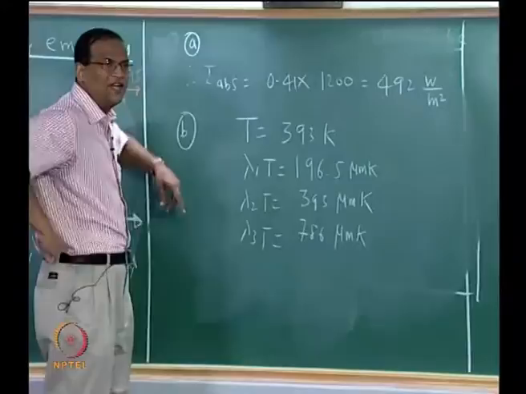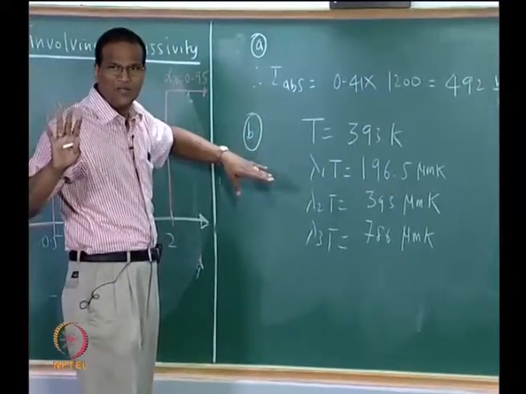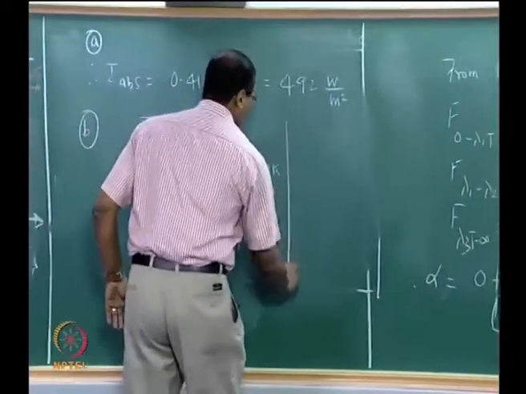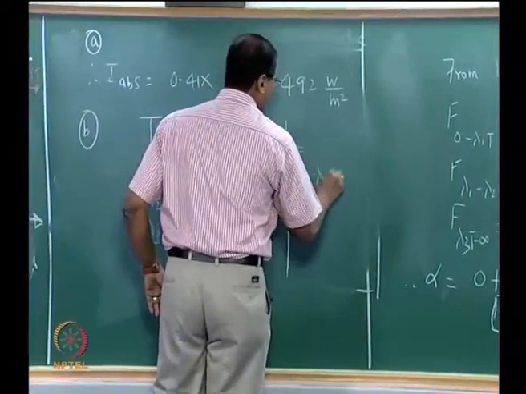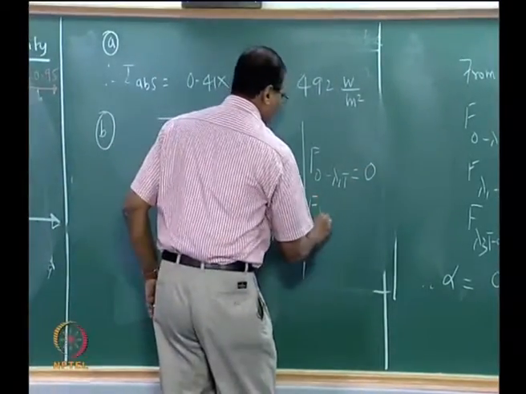I think all are 0, right? All are 0, last one is having some trouble. Okay, now f of 0 to lambda 1 T is 0, and f of lambda 1 to lambda 2.